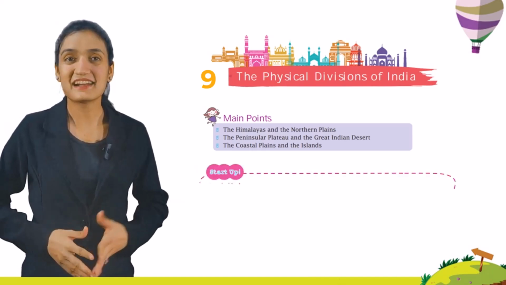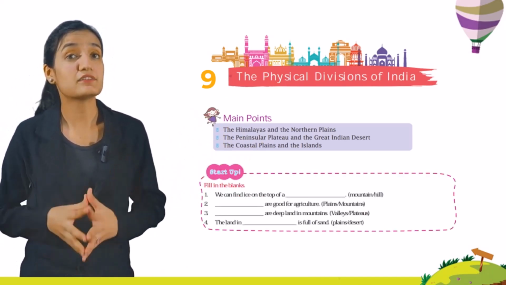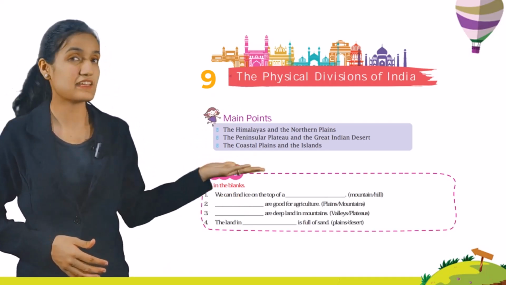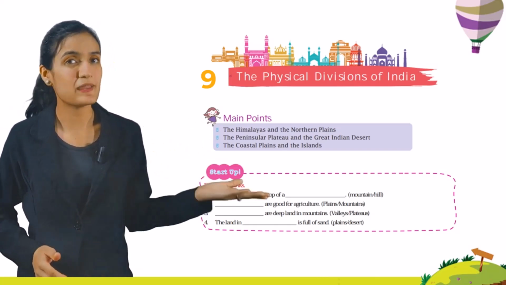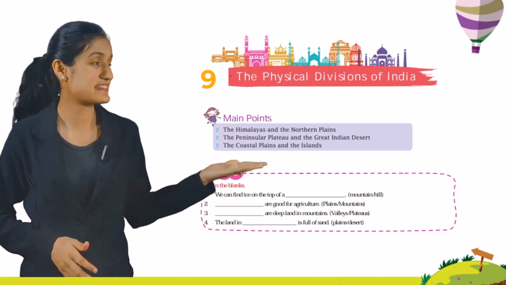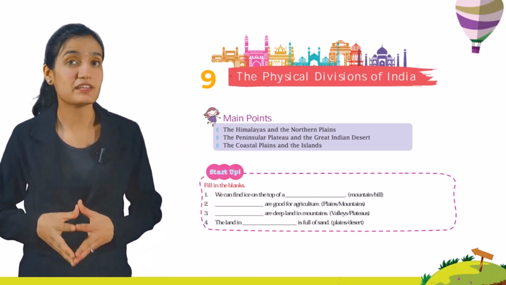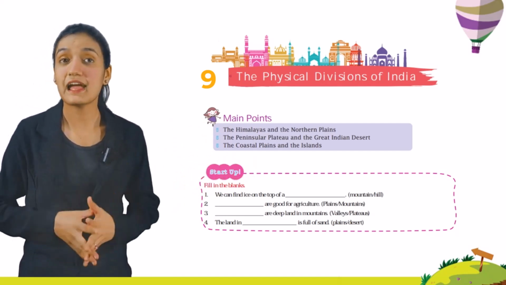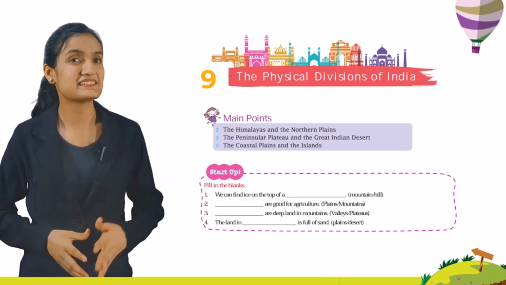So class, let's start. Filling the blanks. First, we can find ice on the top of a dash: mountains, hill. Second, dash are good for agriculture: plains, mountains. Third, dash are deep land in mountains: valleys, plateaus. Fourth, the land in dash is full of sand: plains, desert.